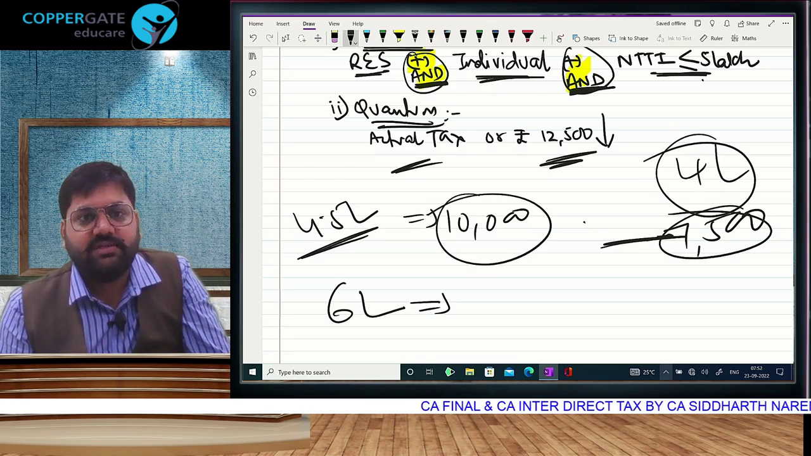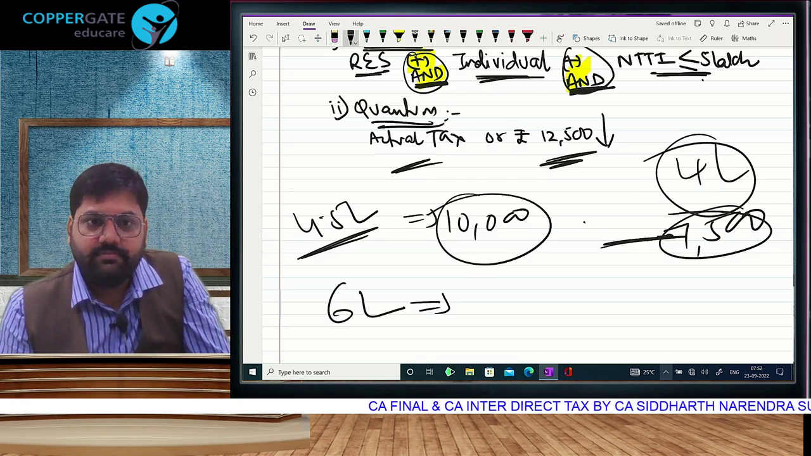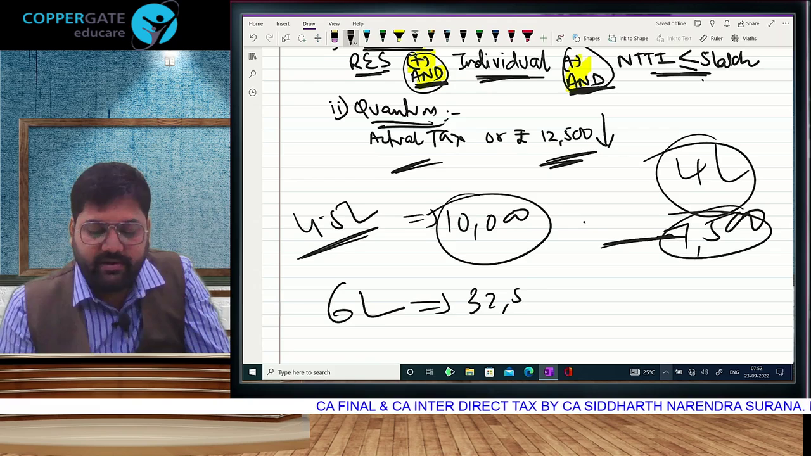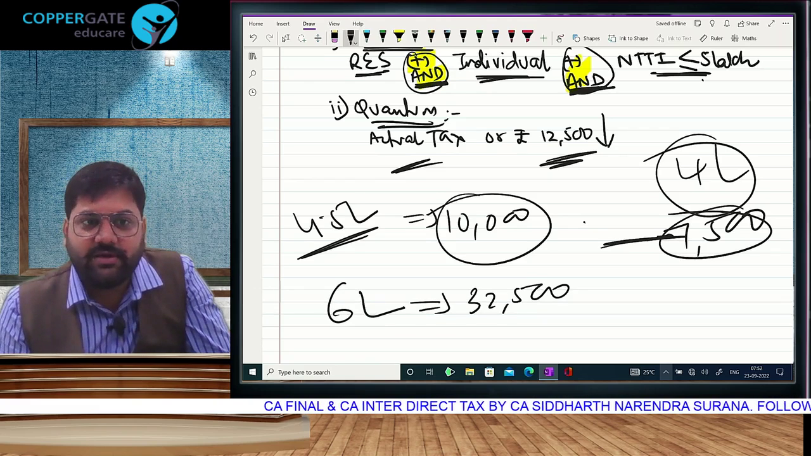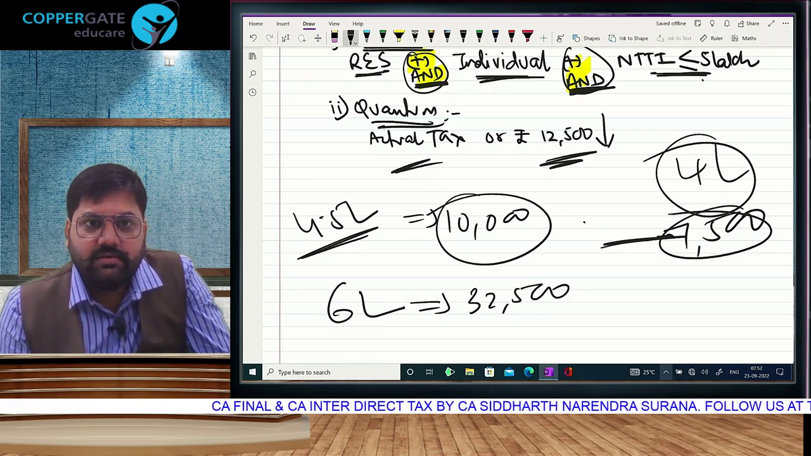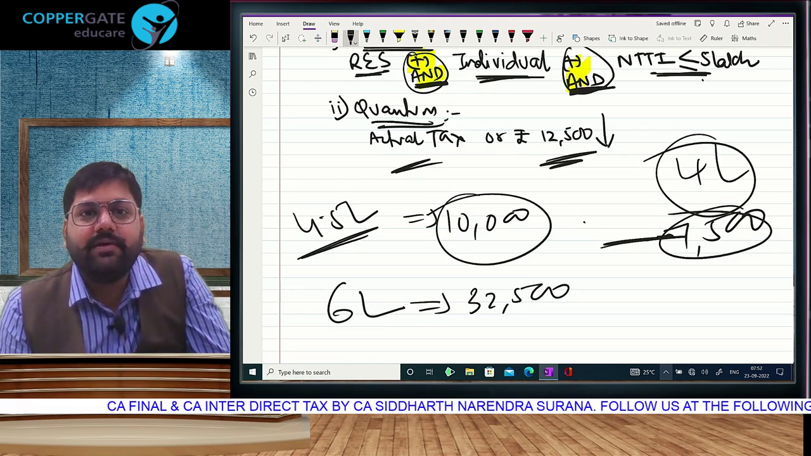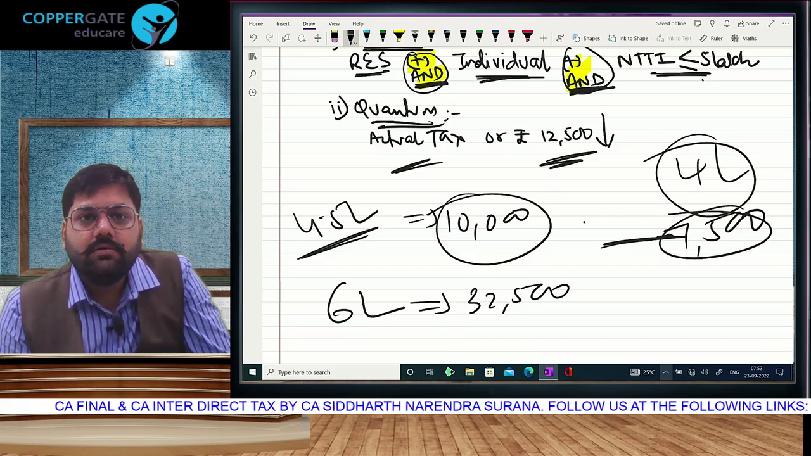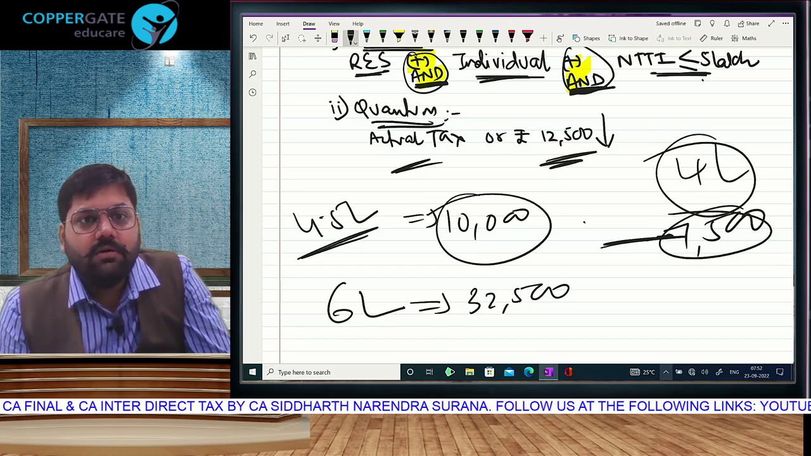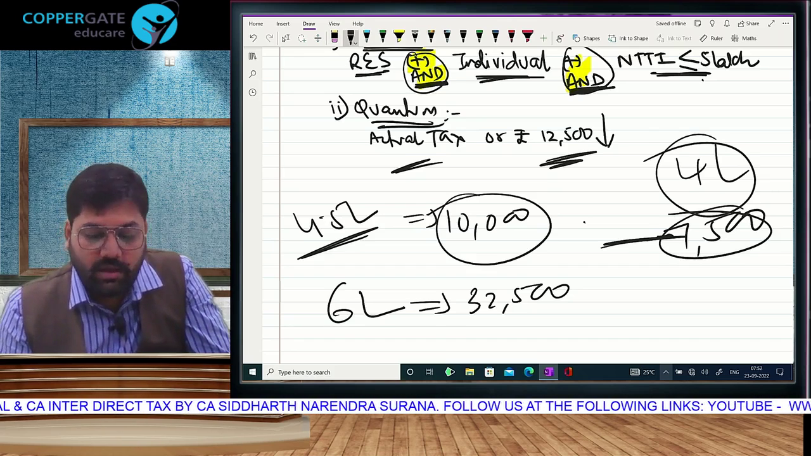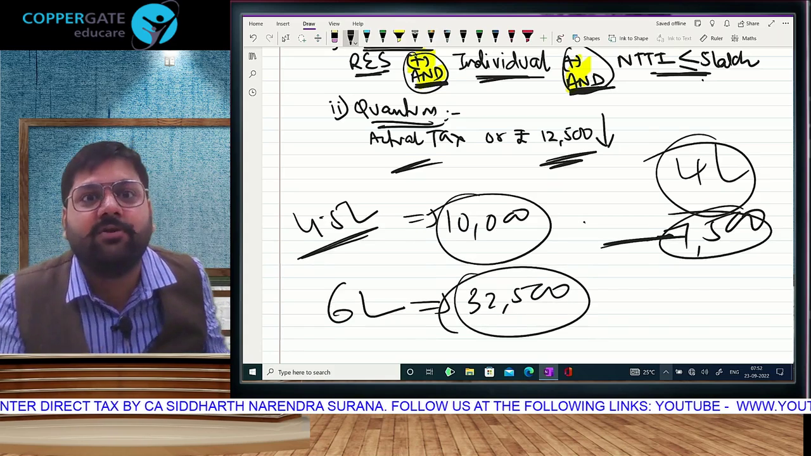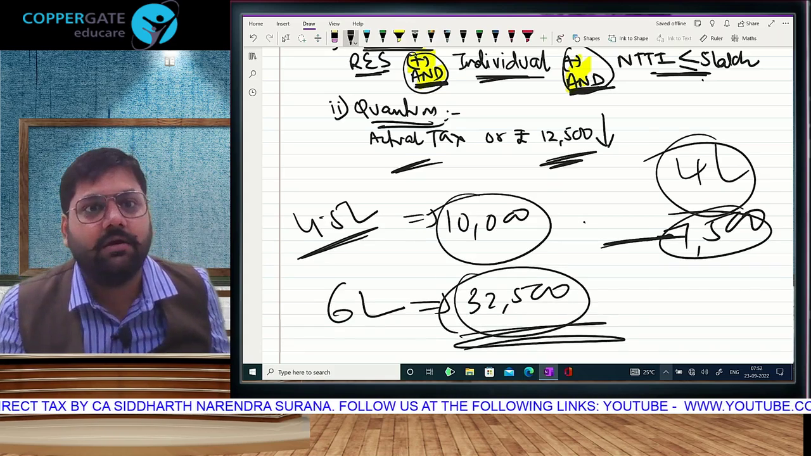On 6 lakh, what is the tax? 32,500. How? Up to 5 lakh, 12,500 fixed, and then 1 lakh at 20% is 20,000. Now give rebate. Not allowed. Rebate not allowed. Hey, but this is less than 5 lakh? Is rebate not allowed for a resident individual with less than 5 lakh?